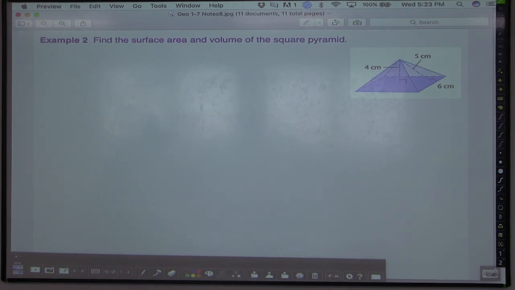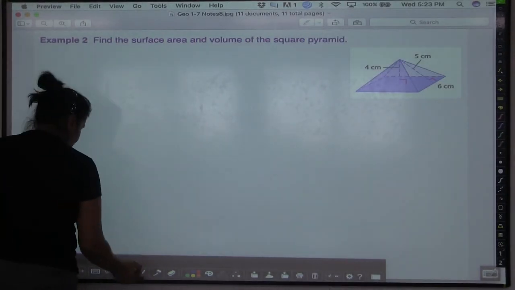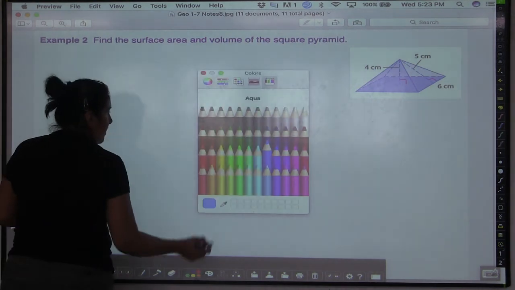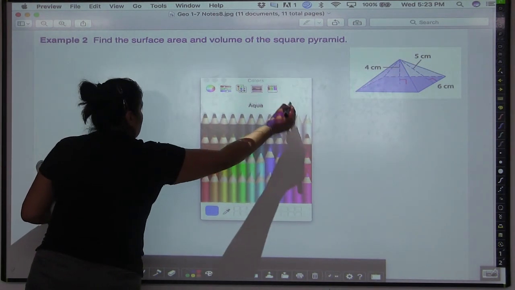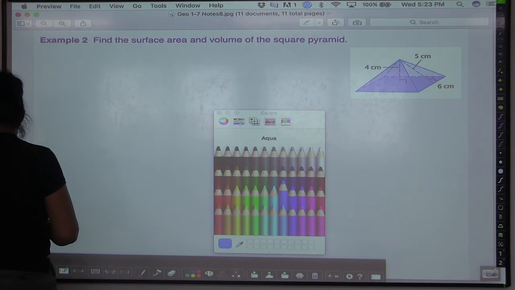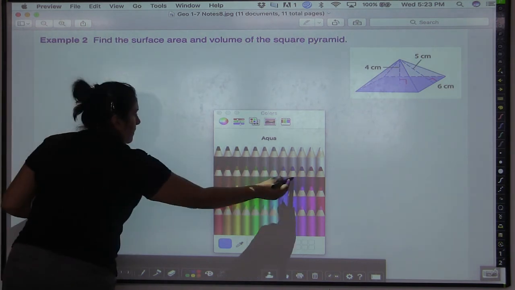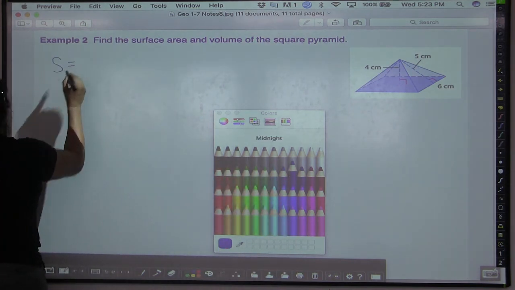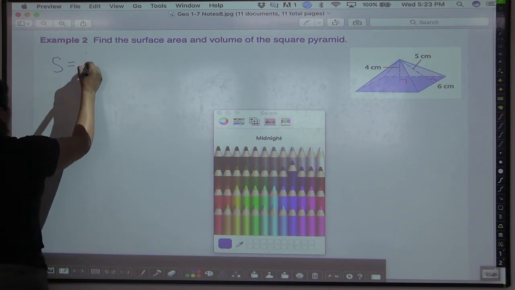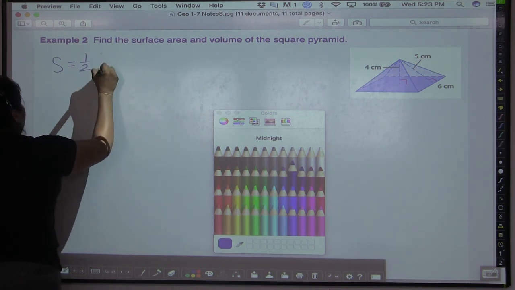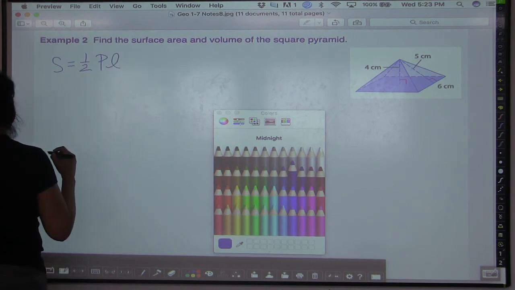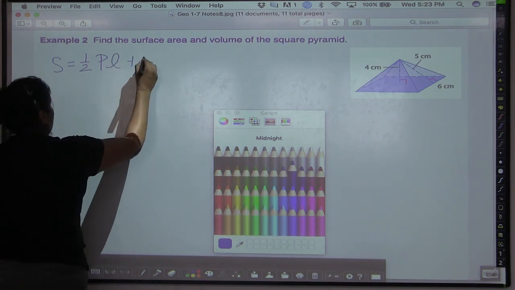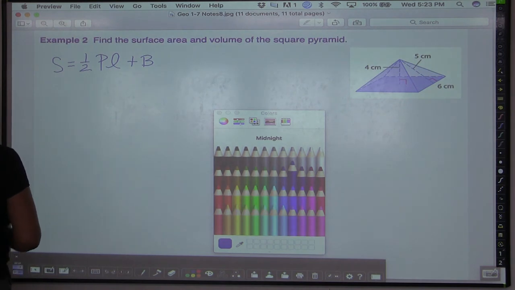So in order to do that, I need to have the formula, which was on the previous slide, but I'm going to write it down here again, just for our viewing pleasure. So we're going to have surface area equals 1/2 perimeter times length plus B. This is the formula from the sheet that we just saw in the previous slide.